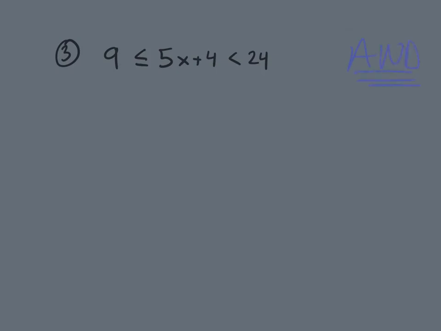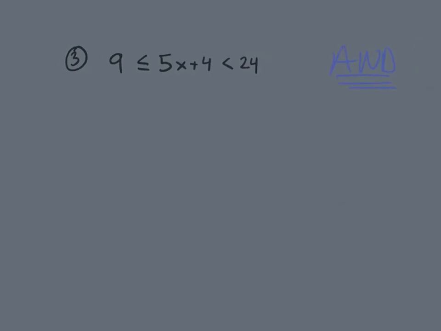So when we solve it, I can solve it all in one process. When I want to get x alone, I want to get it alone in the middle. So I'm going to subtract 4 in the middle, but then I also have to subtract 4 from 24 and from 9. So I subtract 4 from all 3 spots: the left, the middle, and the right. They cancel out in the middle. I get 5 is less than or equal to 5x, which is less than 20.